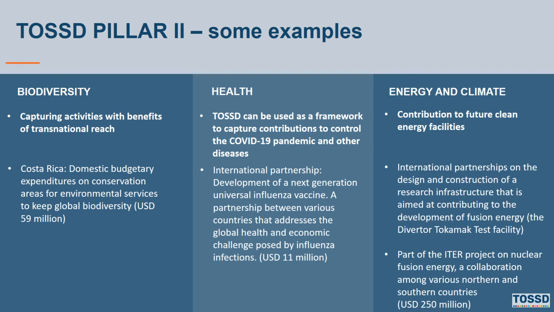Additionally, Pillar 2 includes a wide range of activities, such as those on international partnerships to develop clean energy facilities. For example, the international partnerships for the development of fusion energy, such as the Divertor Tokamak test facility. This is part of the ITER project on nuclear fusion energy, a collaboration among various northern and southern countries for $250 million.